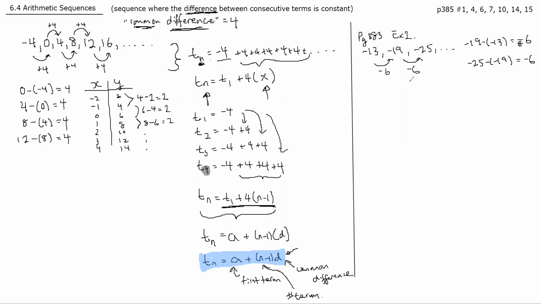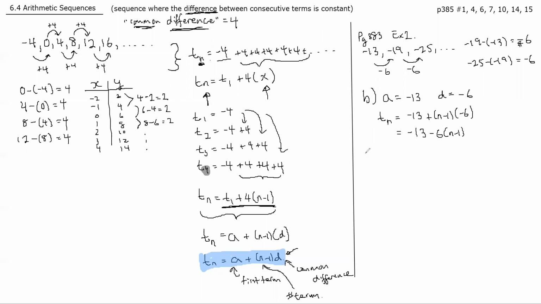Okay? Using this, what would be my explicit formula? Well, what's my first term? My first term is -13. What's my common difference? It's -6. If that's the case, my explicit formula is going to be the first term plus n minus 1 times -6. So no matter what term I want to find, all I have to do is plug it in, subtract by 1, and multiply by -6. How about we simplify this and write this as -13 minus 6 times n minus 1. Just makes it a little cleaner.